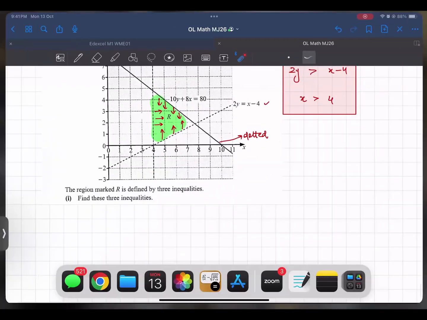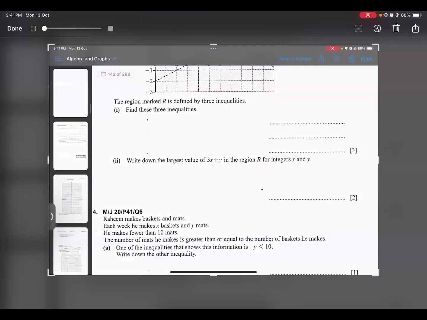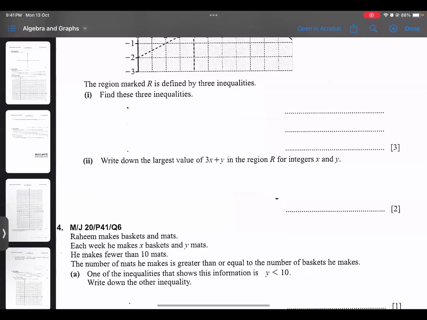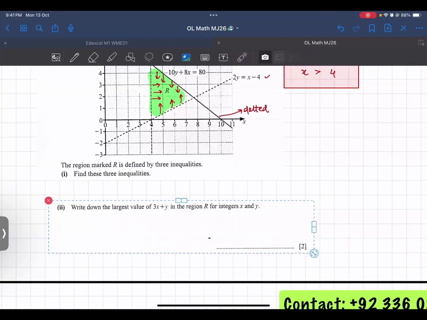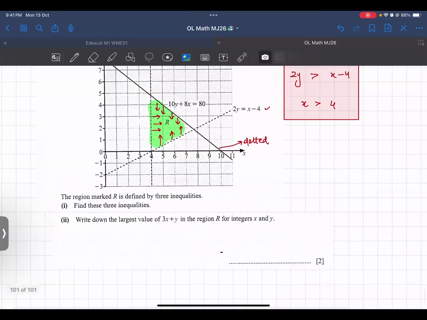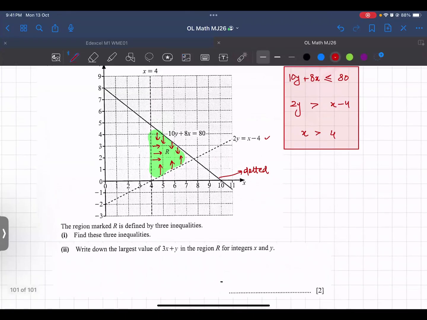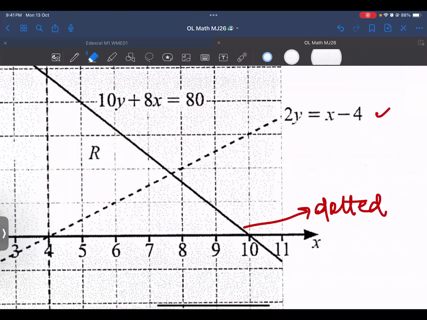The second part says, write down the largest value of 3x plus y for the integers in the region R. Largest value. So you can see what integer values you can get in this region R. What are the coordinates? Integer means whole numbers, okay?